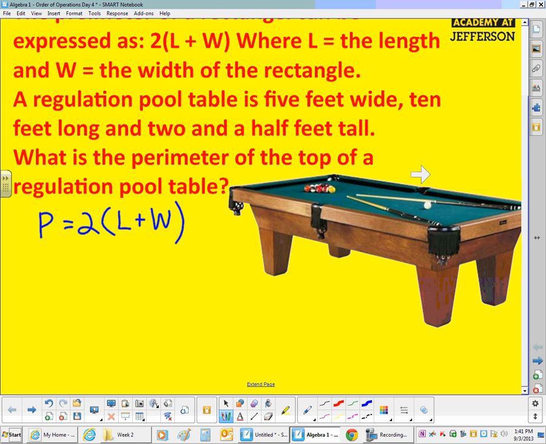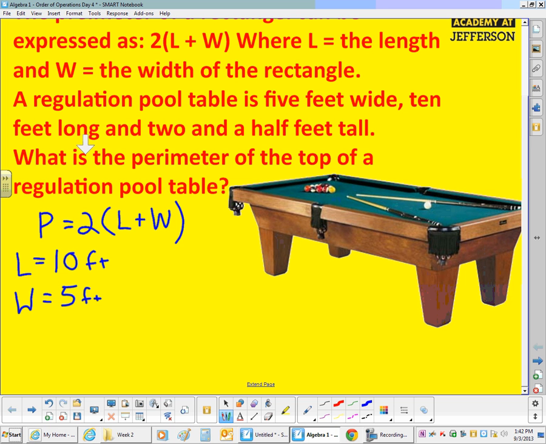Okay? Then I'd like you to write L equals and W equals. And we're going to go back to the problem to look for clues as to what they are. Well, it says a regulation pool table is 5 feet wide, so that's the width. And the length, it's 10 feet long. So we're going to say 10 feet for L. Now all we have to do is plug these numbers into our formula.